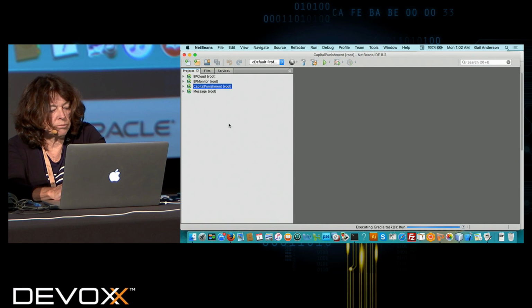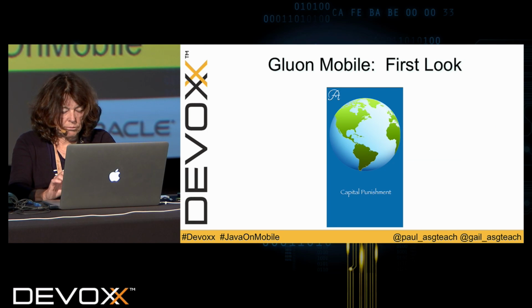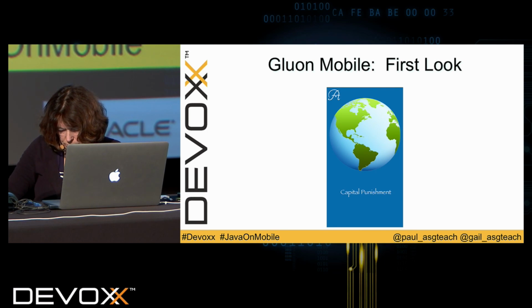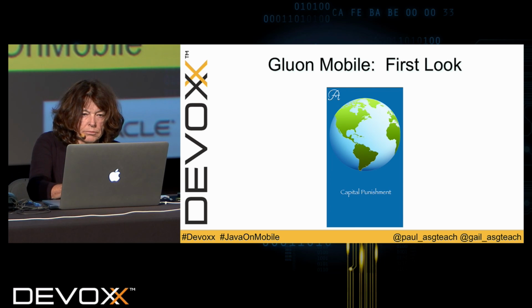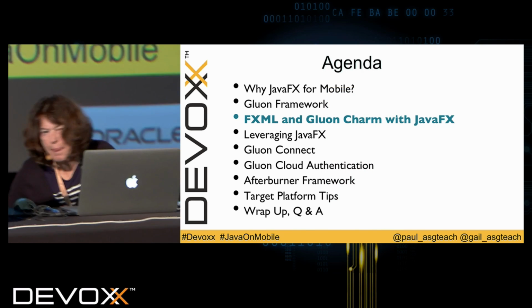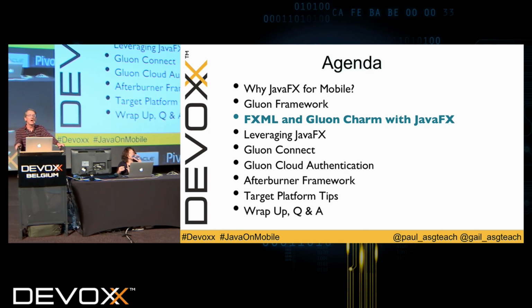Great. All right, and keep in mind that the layout of Capital Punishment was done with Scene Builder, and we had FXML for separating the view from the model and controller, and we'll be going into the code in a few minutes to demonstrate some of the JavaFX techniques and things that we're using. Okay, so next on the agenda is to talk a little bit more about FXML and the Gluon Charm library.